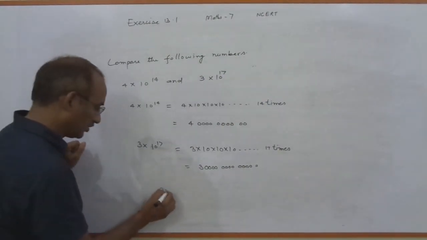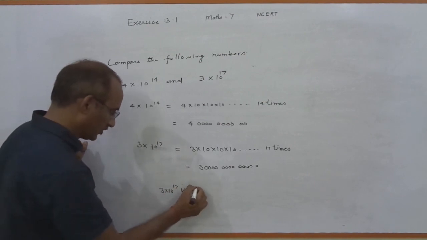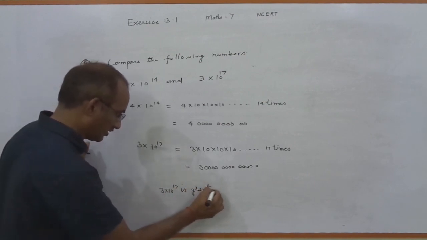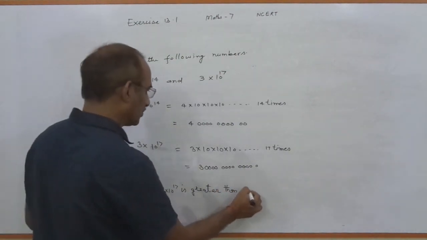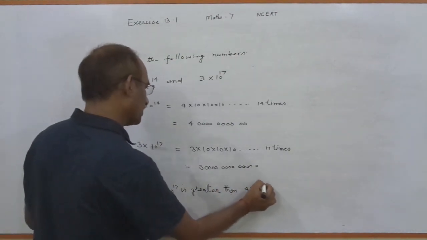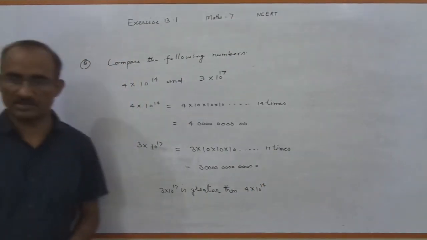So 3 into 10 to the power 17 is greater than 4 into 10 to the power 14. So this is the last question of our exercise.